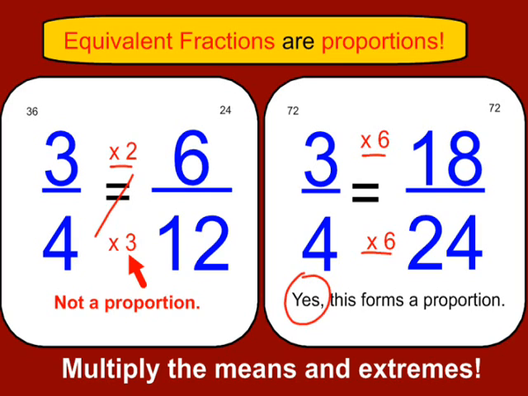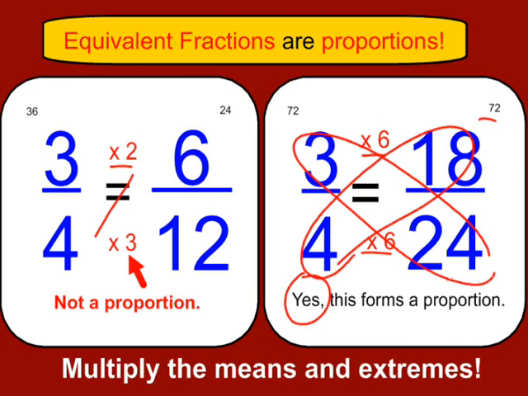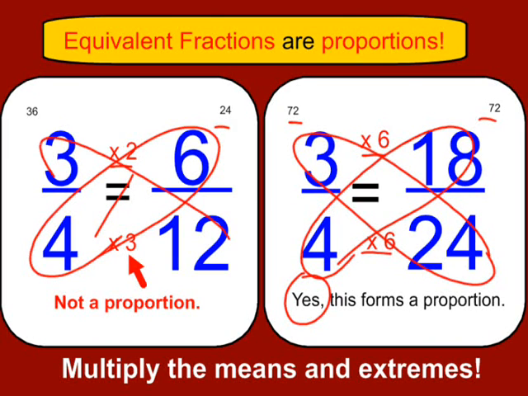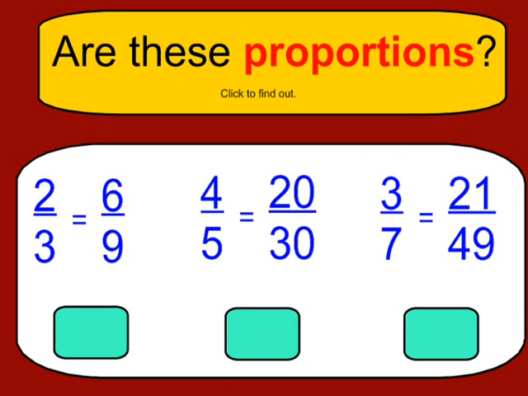And if you did the means and extremes, 4 times 18 is 72. 3 times 24 is 72. In this example, 4 times 6 is 24. And 3 times 12 is 36. So both methods will work to determine whether or not two ratios form a proportion. All right, let's finish up this video by just looking at these three examples and see if they form a proportion or not. And you can do it either way you want.